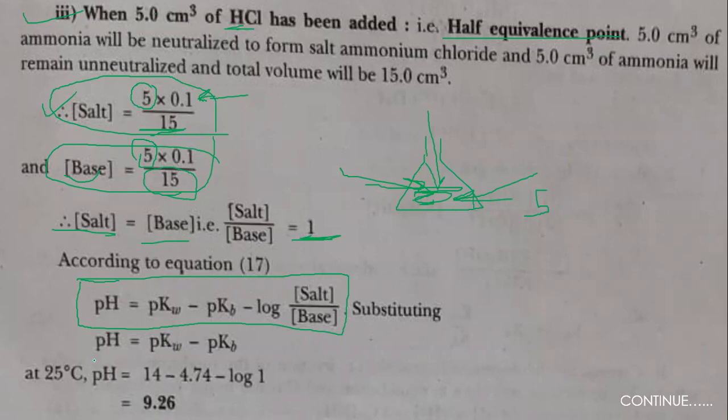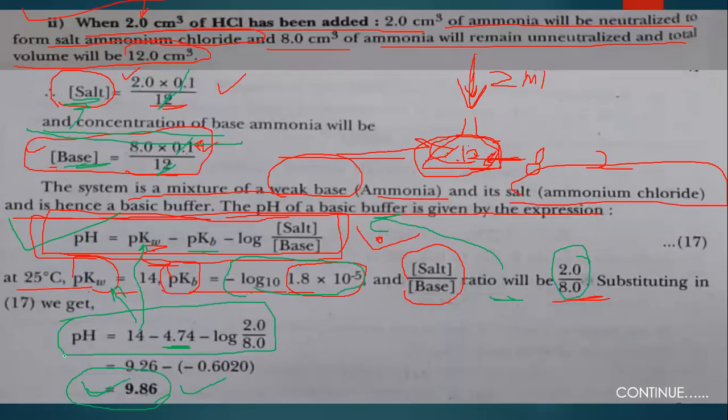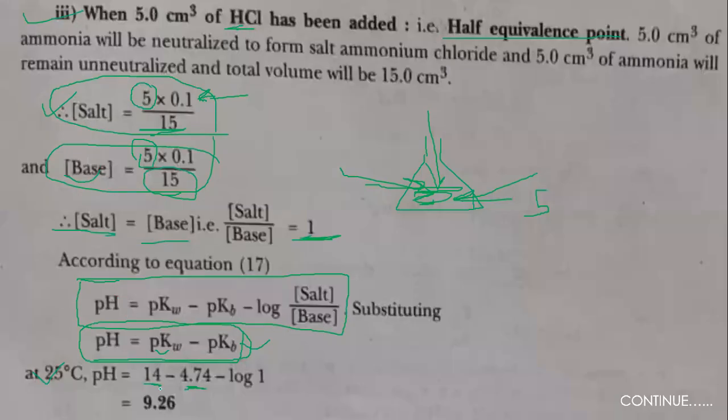Okay, so pH is equal to pKw minus pKb. You have these values now. So what are we doing now? pKw is 14. pKb is 4.74 at 25 degrees Celsius. See, this value is given here. We have the value of pKw, that is 14. The same value we are entering here. The log term is 0 now. So your pH is 9.26.